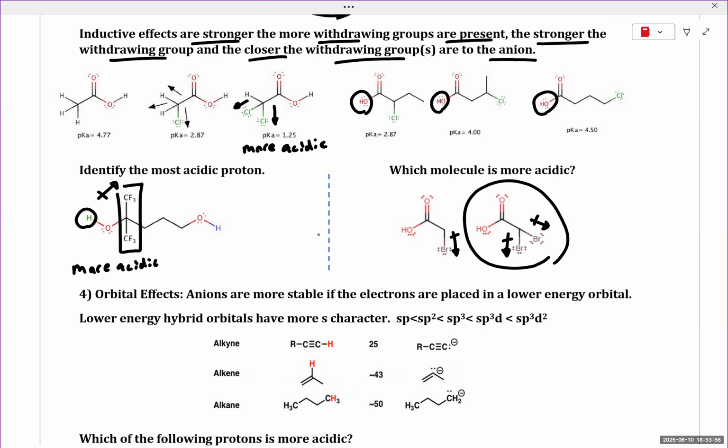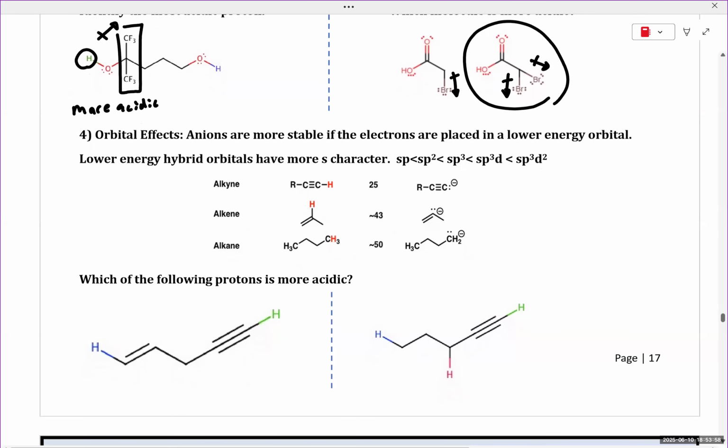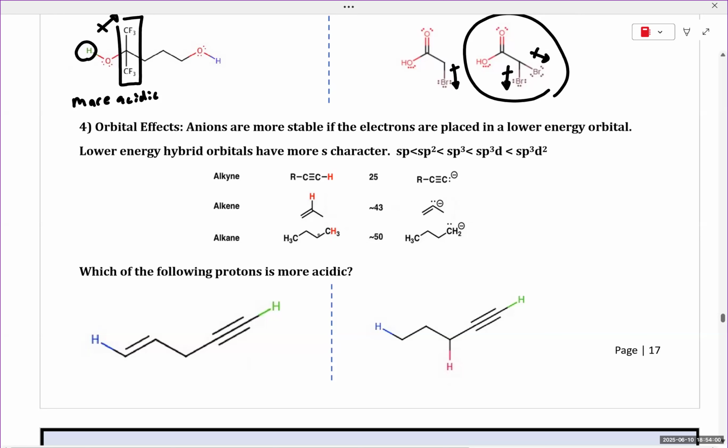The next effect we have to consider, and this one's pretty interesting, is this idea of orbital effects. Anions are more stable if the electrons are placed in a lower energy orbital. Lower energy hybrid orbitals have more s character, with the sp hybrid orbitals being the lowest in energy and the sp3 being higher in energy.